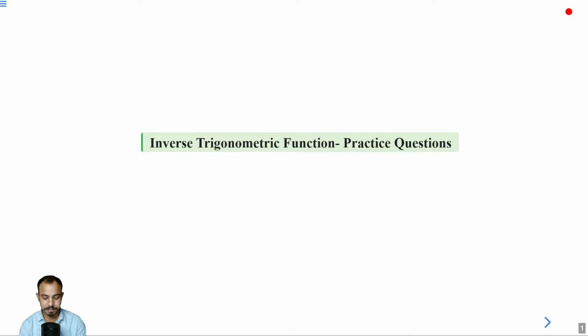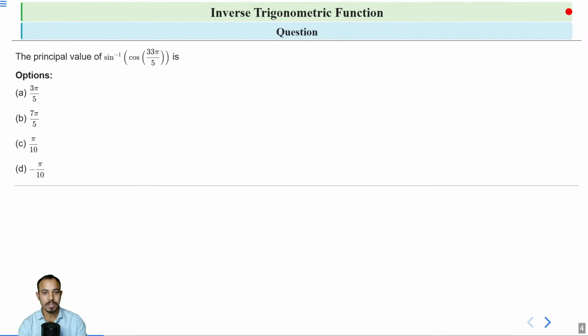So here see the first question. In this question, we have to find the principal value of sine inverse of cos of 33 pi by 5. And we have been given 4 options, so you have to choose the correct answer from the given options. Everyone do it first yourself and give your answer. Which option is correct?